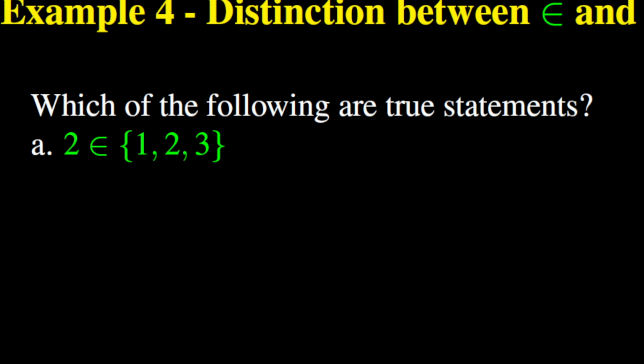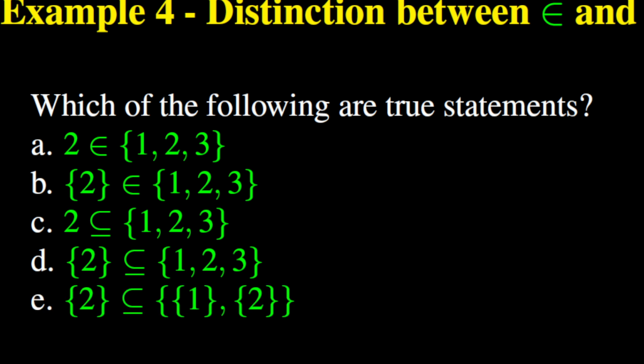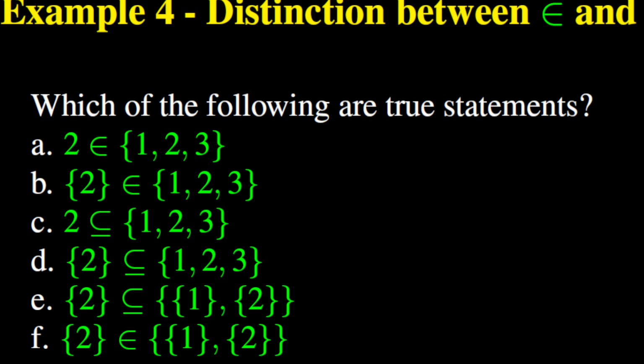Now let us look at example 4. Which of the following are true statements? Question A, 2 is an element of the set with elements 1, 2, 3. Question B, the singleton 2 is an element of the set with elements 1, 2, 3. Question C, 2 is a subset of the set with elements 1, 2, 3. Question D, the singleton 2 is a subset of the set with elements 1, 2, 3. Question E, the singleton 2 is a subset of the set with elements the singleton 1 and the singleton 2. Question F, the singleton 2 is an element of the set with elements the singleton 1 and the singleton 2.